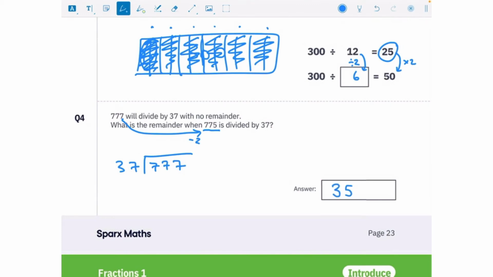So if you've got a whole number of times and you take 2 away, and now you've got less, the remainder would be that gap. So the remainder is going to be 35. We can't fit a whole other 37 in because we've got 2 less. So now only 35 is available to us at the end, and that would be the remainder. Another tricky question there, so well done if you got that.